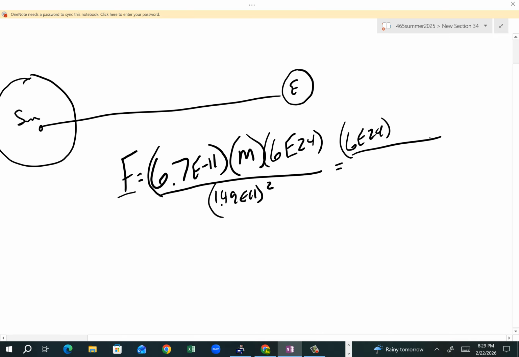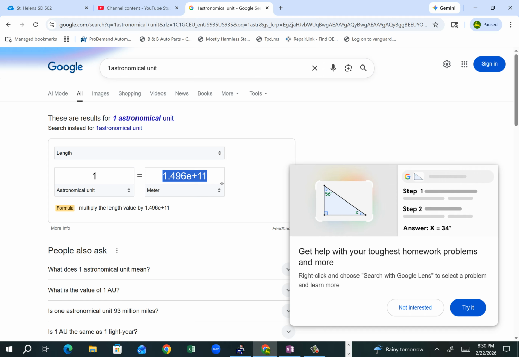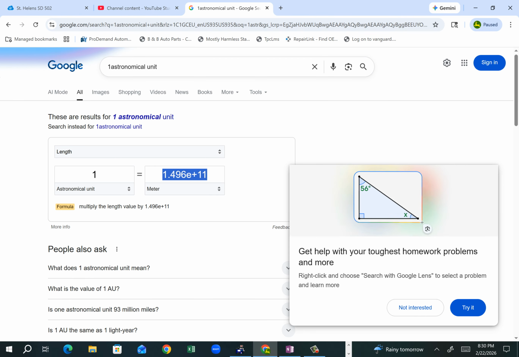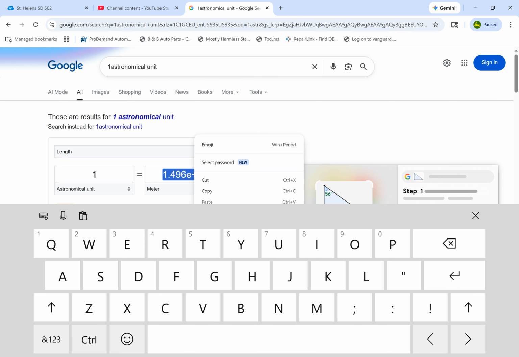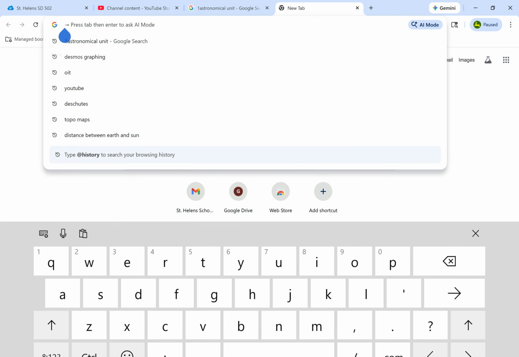That's going to cancel out. And 1.49 E11, that's going to cancel partly too. Then we need to know how fast we're going in meters per second, roughly speaking. So let's copy that 1.49 E11 and paste it.